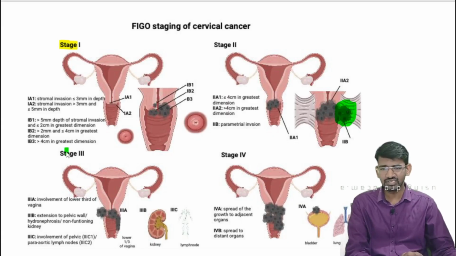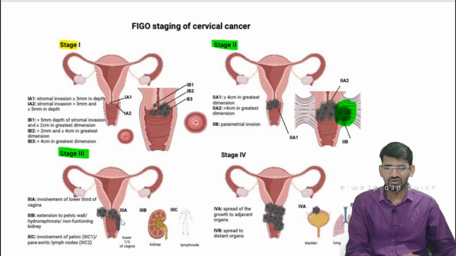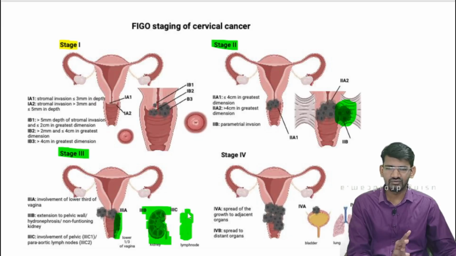In stage 3, it involves the lower one third of the vagina. See, it has extended here to the lower one third of the vagina, and even the pelvic wall has been involved. The kidneys are also involved, there is hydronephrosis. And even the lymph nodes, the pelvic lymph nodes, and then the para-aortic lymph nodes are also involved in stage 3.